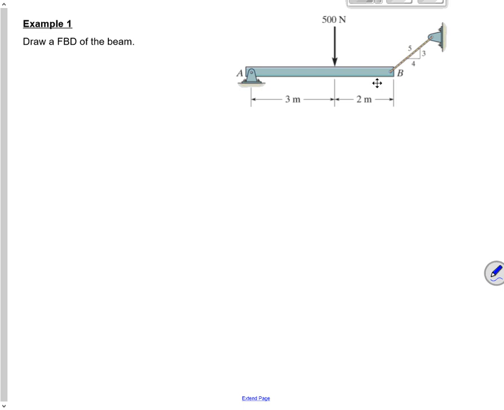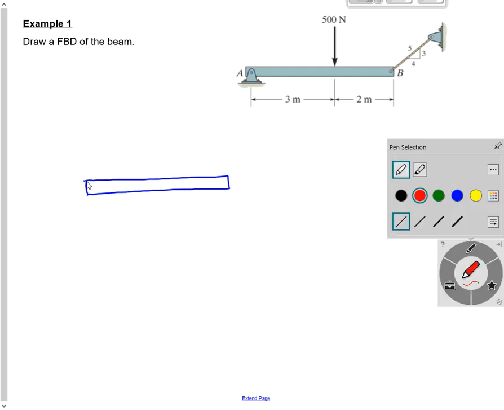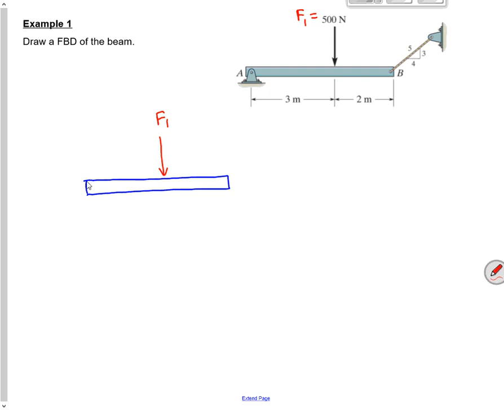So let's draw a free body diagram. Here's a nice little simple beam. All we're going to do is draw the free body diagram. So what type of supports has it got? It's got a pin at A, and it's got a fixed link at B. So free body diagram. Here's the beam. Let's start with the easy one. There's an applied force right here. I'm going to call that F1. It's got a pin support at A. So that pin support will produce a force.